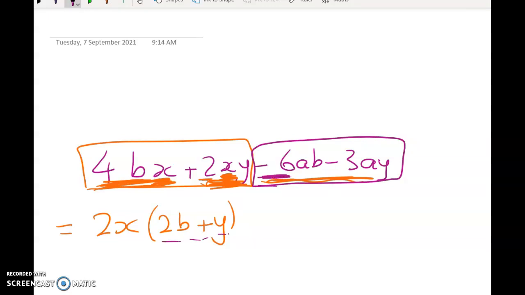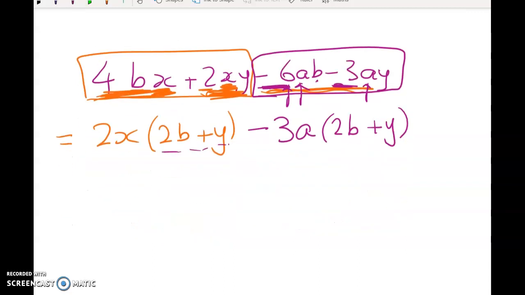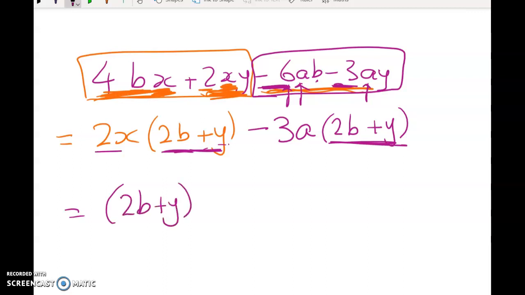So here we've got the numbers. We've got highest common factor of minus 3. We've got a here and we've got a here. So we've got a common factor of a, and then we've got 3a times 2 to get the 6, 2b plus y. Right, now let's see what we've got. Well, we've got a common factor of 2b plus y. So that's 2b plus y times this, 2x, minus 2b plus y times 3a.